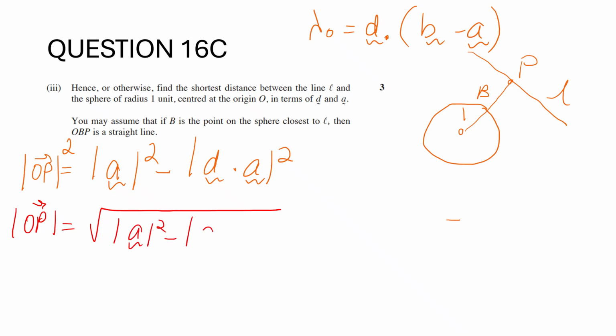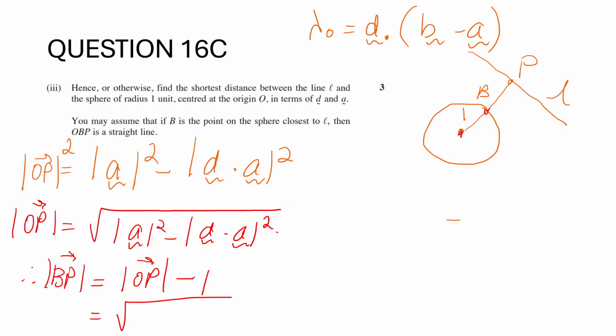Therefore, BP, the length, must be equal to the magnitude of OP, take away 1 because OB has length 1. So it is equal to the square root of the absolute value of A squared, take away the absolute value of the dot product D dot A all squared, take away 1. The end.